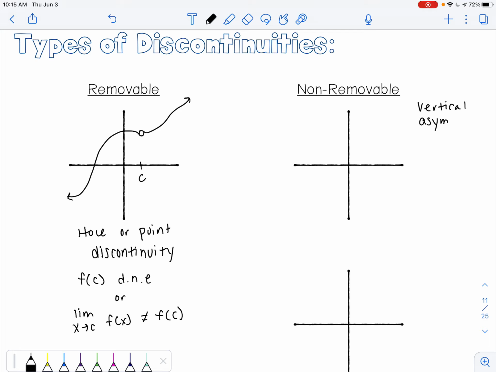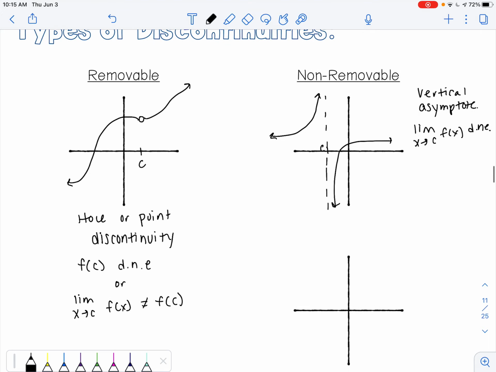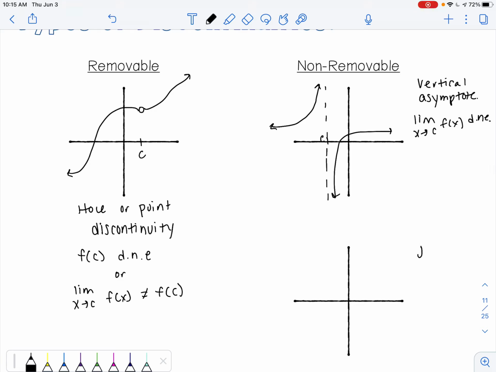So the first type is a vertical asymptote. Right, so we know what those look like. So it could be something like we could have a rational function here. Right, so a vertical asymptote. So that's going to happen that the limit as x approaches, if this is our C value here, right, it does not exist, right? And it could mean that on either side it goes to positive or negative infinity. They could both go to the same as well, but they don't have to.